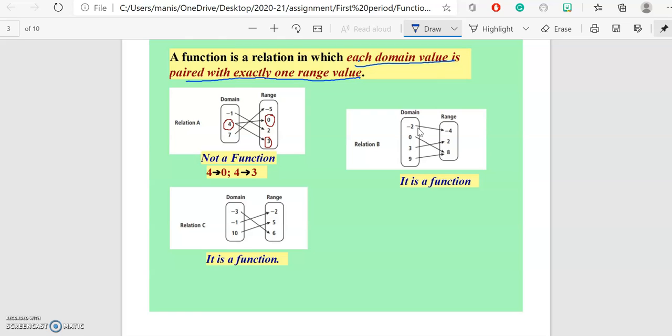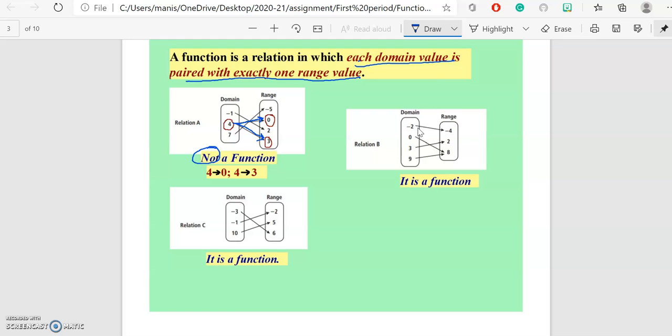Let's look at this first example over here. If you look over here, this is 4. 4 is paired with what? 4 is paired with 0 over here. And this domain 4 is also paired with one more range, 3. This is an example of not a function. This is not a function.